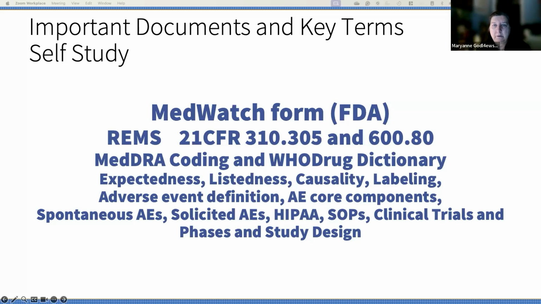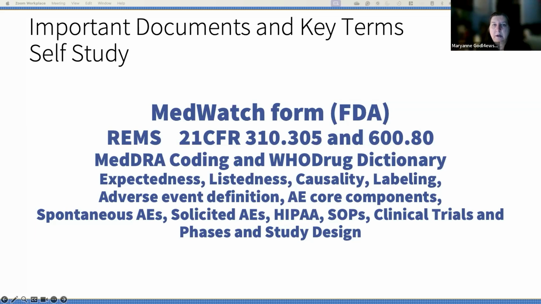The different kinds of adverse events. What's the difference between an adverse event and a medication error? Here's just a bunch of terms that you could use for self-study. The coding people I mentioned use something called MedDRA and a WHO drug dictionary. REMS: it's really important if you can get experience with a REMS drug. One of my products, Adempas, has a REMS and a black box warning. So there's a specific Risk Evaluation and Mitigation Strategy associated with Adempas.